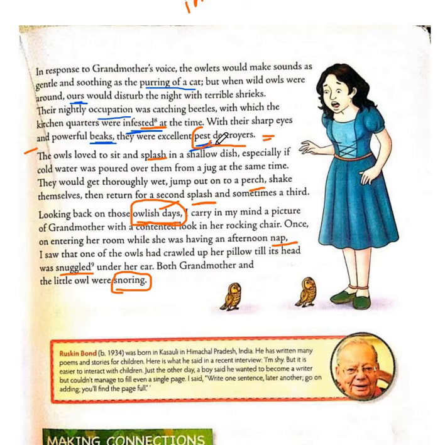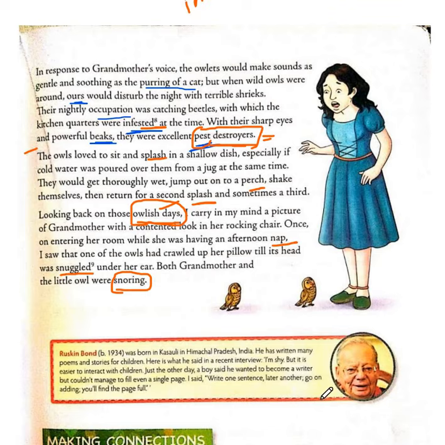Pest destroyer, I explained. Pest means insects, and destroyer means who will destroy them. So pest destroyer means the insect killers, somebody who will kill the insects. They are being called here as pest destroyer. Now who are these? The pest destroyers are the owlets.